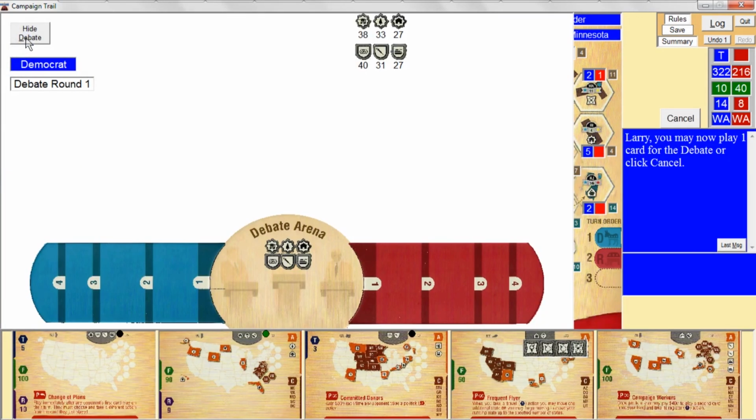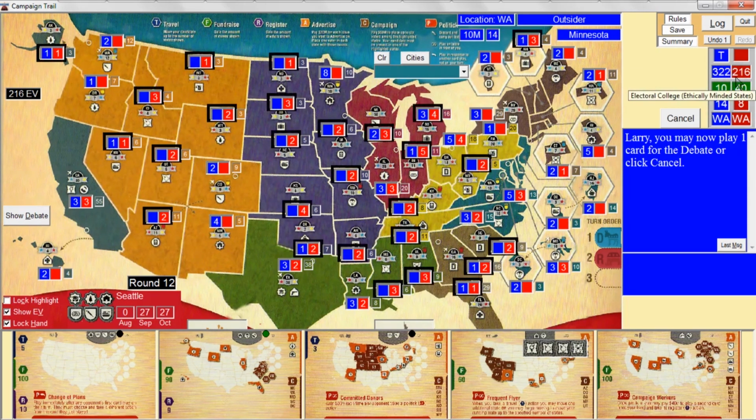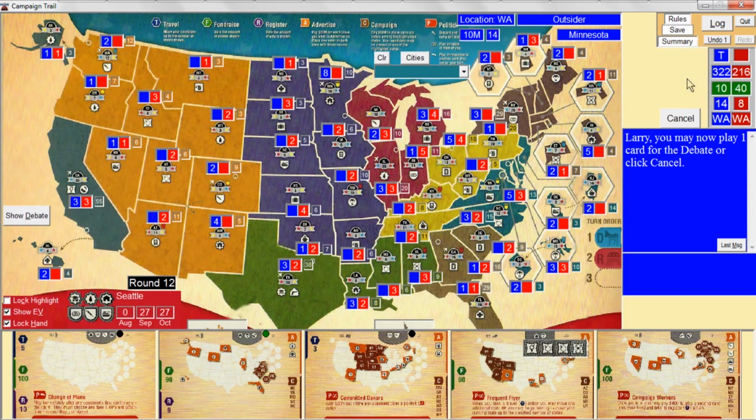Welcome, ladies and gentlemen, to the first debate of this presidential election. So we both traveled to Washington. Both of us are now in Washington. And Alex is way down. Because I just grabbed Texas, the score doesn't look so good for Alex right now. So let's talk about how this debate works.